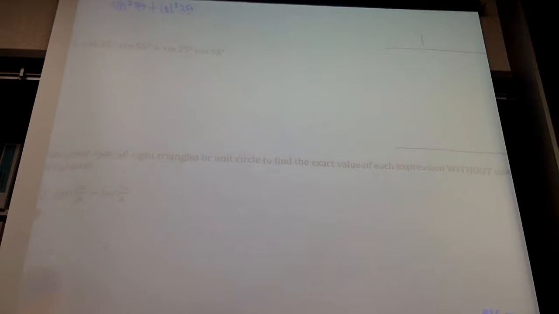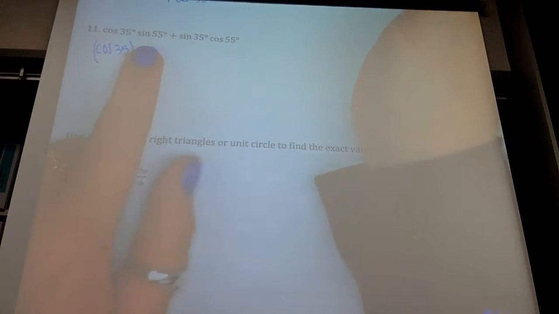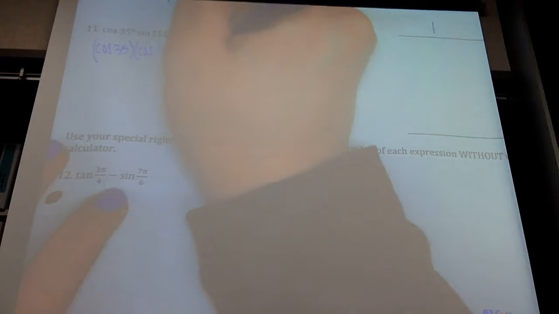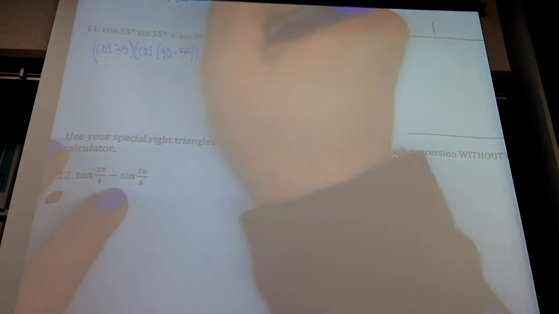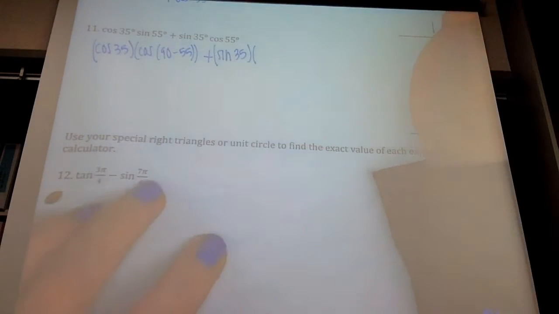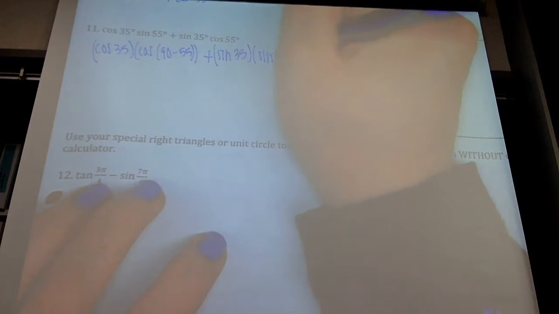Okay, so let's move on to number 11. Number 11 says cosine 35 sine 55 plus sine 35 cosine 55. Of course, first thing, we're going to get the same angle measure. I'm going to get them all to be 35. So cosine 35. Sine, using the complementary angles theorem, we change to cosine of 90 minus 55, plus sine 35, and we keep that the same. And then we change cosine 55 to sine using the complementary angles theorem.